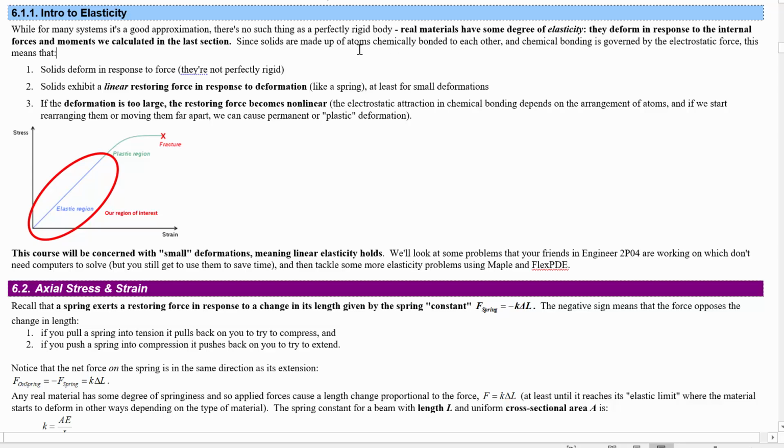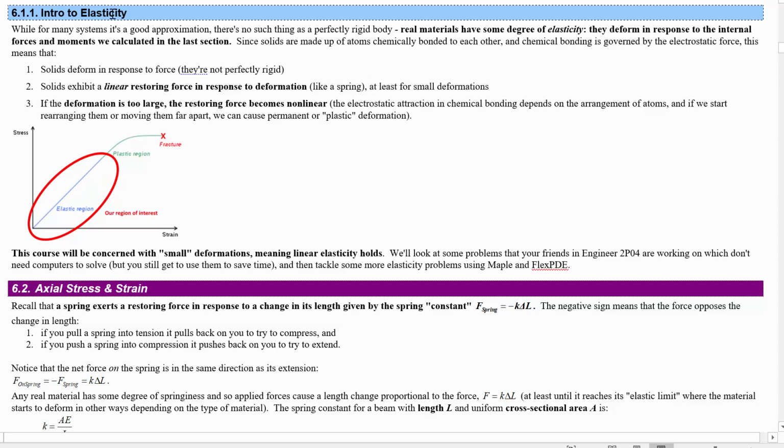Since solids are made up of atoms chemically bonded to each other and chemical bonding is governed by the electrostatic force, this means that, first of all, solids deform in response to force. They're not perfectly rigid, and that they're going to be exhibiting specifically a linear restoring force in response to the deformation, like a spring does, at least for small deformations.